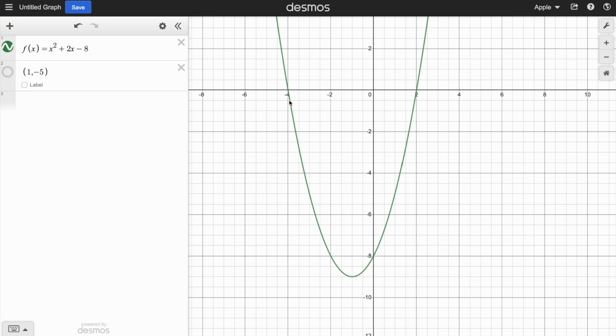And as you can see, it goes through the x-axis at -4 and +2. So far, so good. It is hitting our parameters. And let's see if it goes to the point 1, -5. Let's turn this on. Boom, right here. It goes through 1, -5. So we know that our answer is correct and you just wrote a quadratic function.